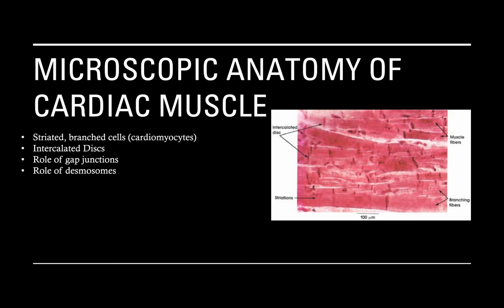And so the role of gap junctions in cardiac tissue is that it basically allows for quicker conduction between cells. And then the role of the desmosomes, they help anchor the cells as well as allowing them to stretch, right? Because they anchor neighboring cells together, allowing them to stretch together.